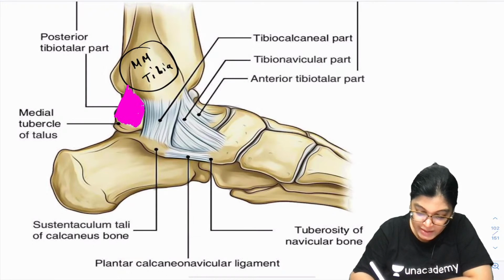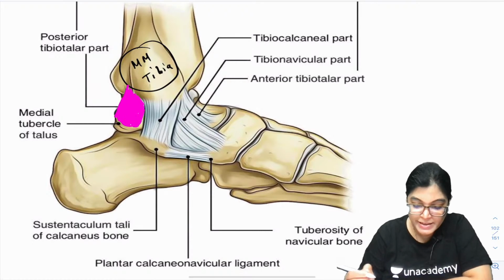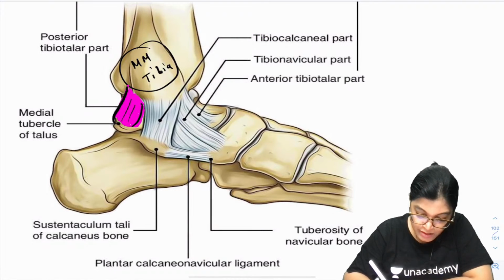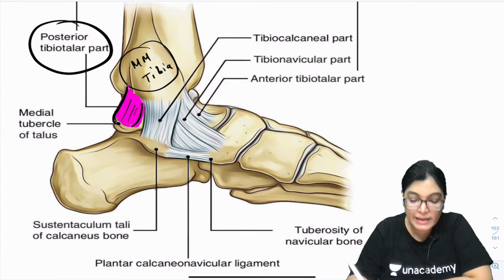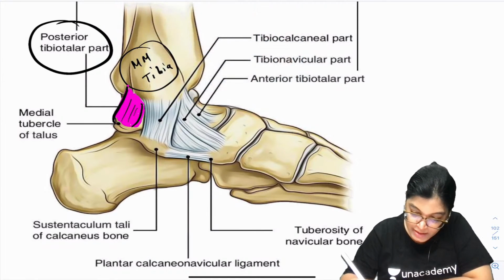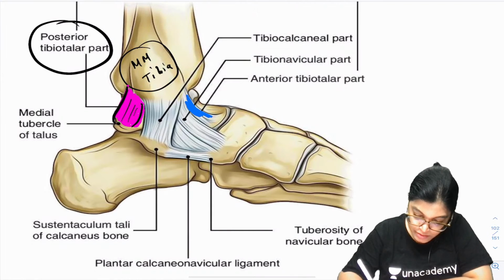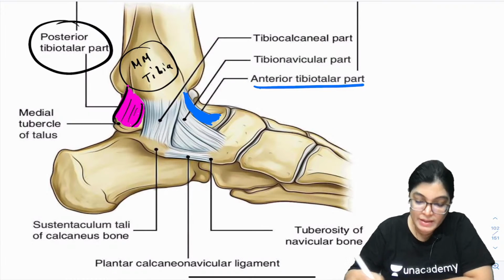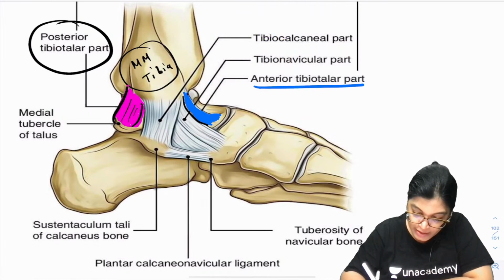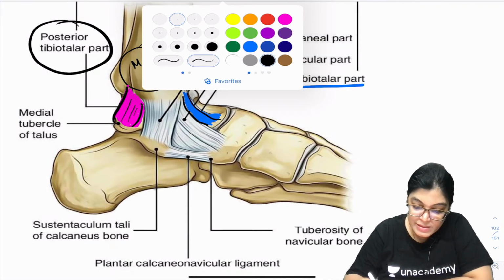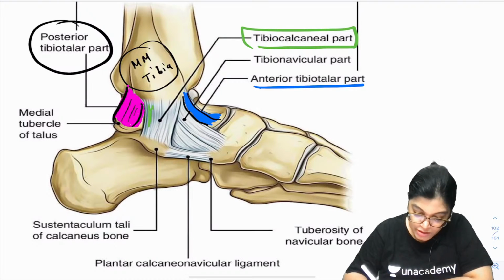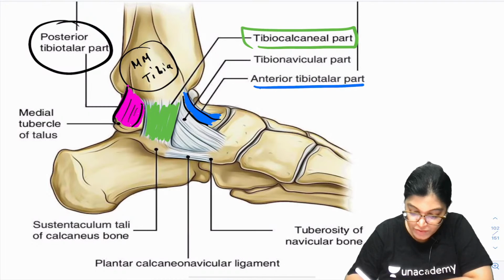Okay. So actually it is having superficial and the deeper aspect. In the posterior aspect it is forming the posterior tibio-talar ligament. In the anterior aspect it is forming the anterior tibio-talar ligament, and in the middle aspect it is diverging lower down, forming the tibiocalcaneal ligament. So this is the tibiocalcaneal ligament which is merging with the sustentaculum.